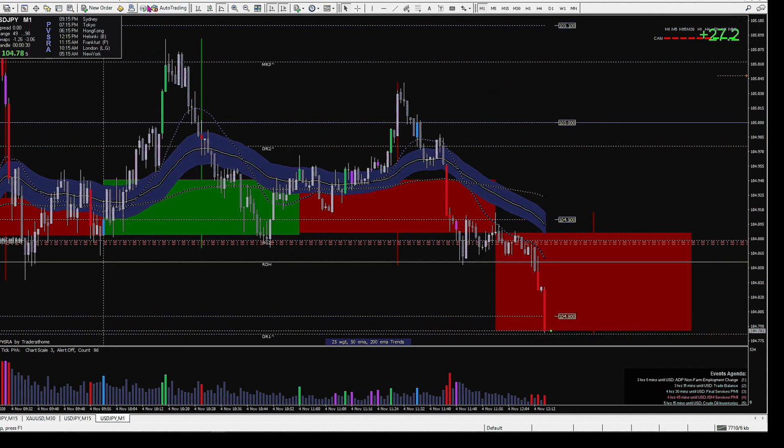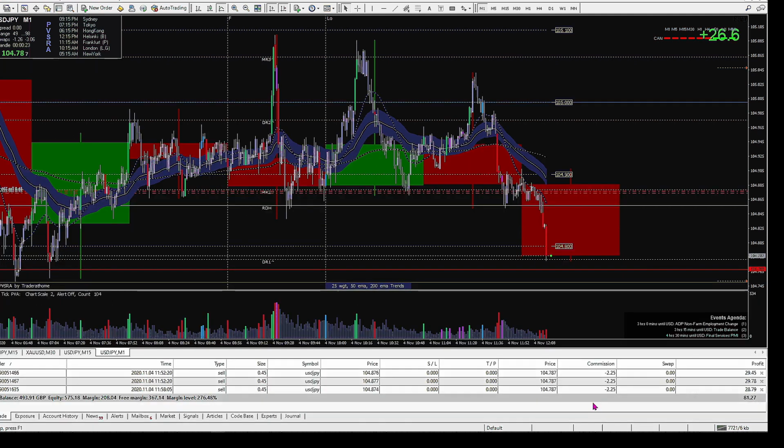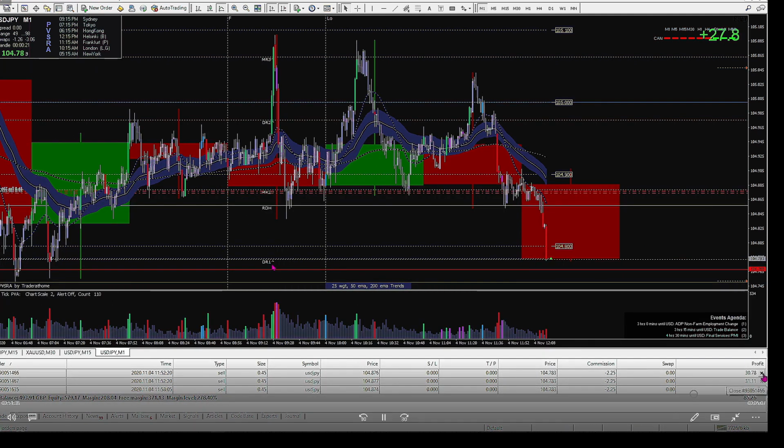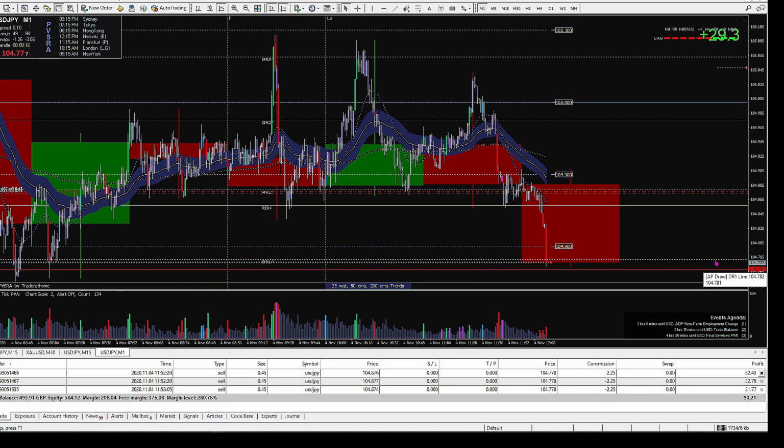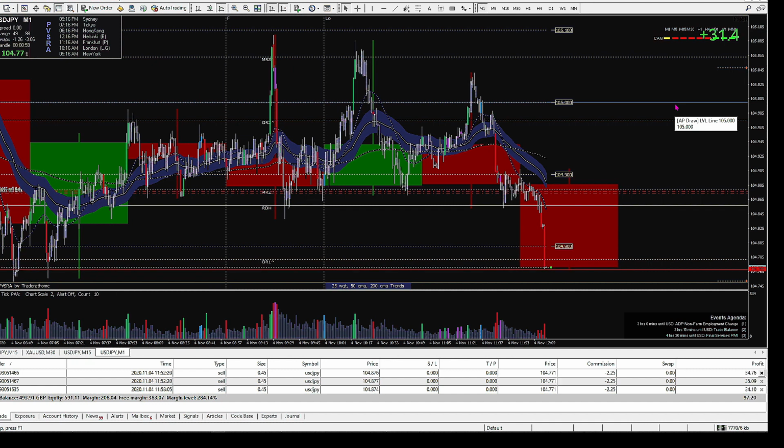Back down to the 1 minute. Look how aggressive that is. We're now testing the daily resistance one there. Down it goes. When you see this sort of candlestick happen, momentum is stepping into the market. The market makers are now moving the smart money. So this is where I started to really pay attention. 31 pips in.